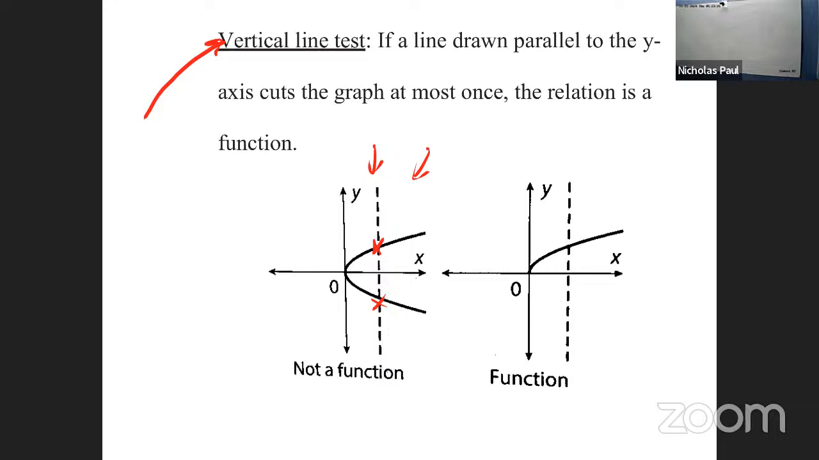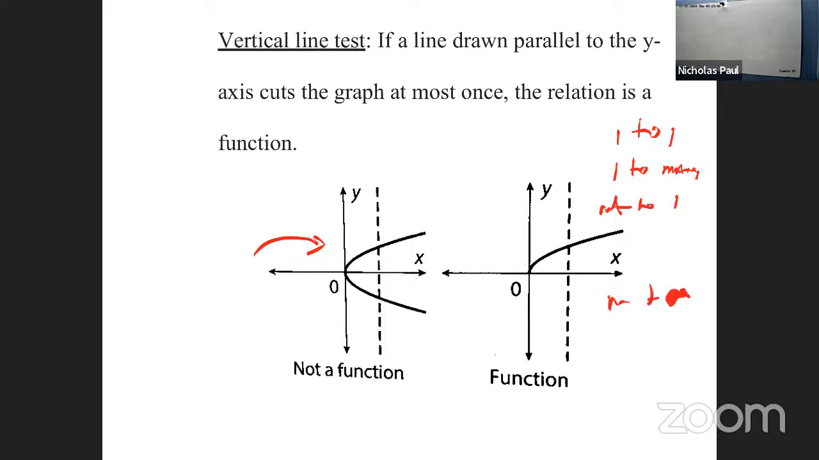I have a quick question. What type of mapping is this function? One to one, one to many, many to one, or many to many? What do you all think? Online, tell me what you think now. I'll tell you how to figure it out just now. What type of function do you think you have there? One to one, one to many, many to one, or many to many?